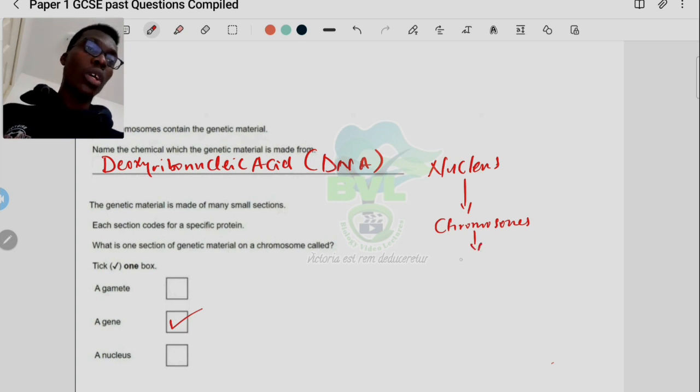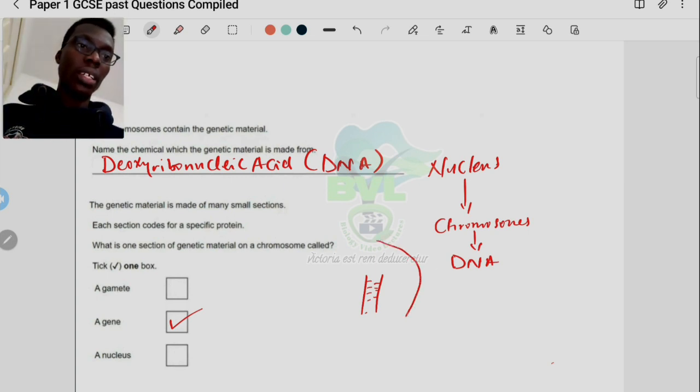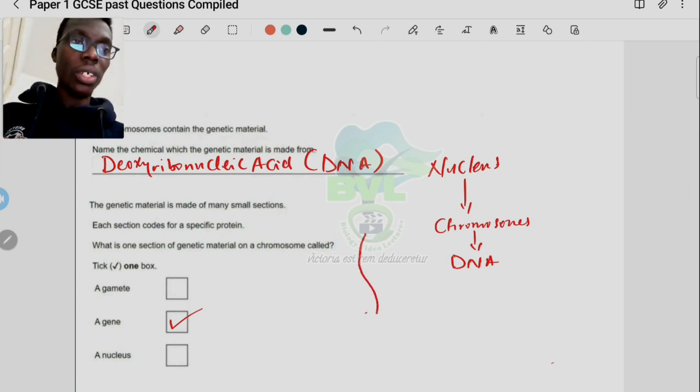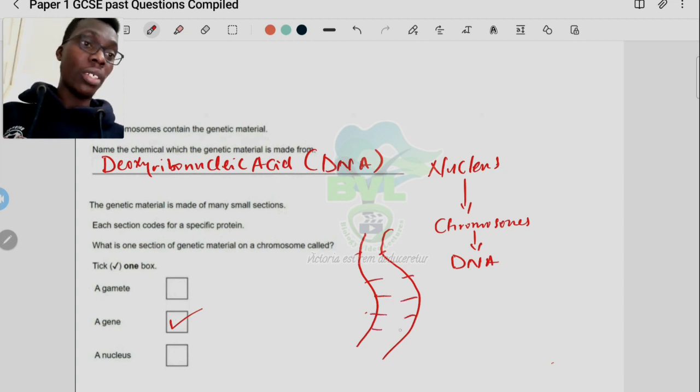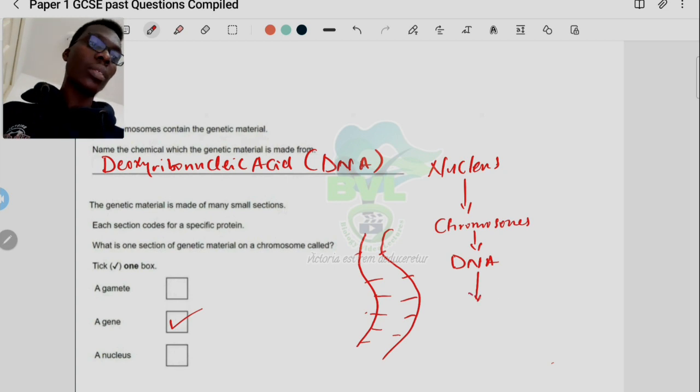So inside chromosomes, you have DNA, which looks somewhat like this, or sometimes we draw it like this. We just draw it like that. So it has this double helix. I didn't draw that very well anyways. So now I'm going somewhere. Within this DNA, we have sections called genes.